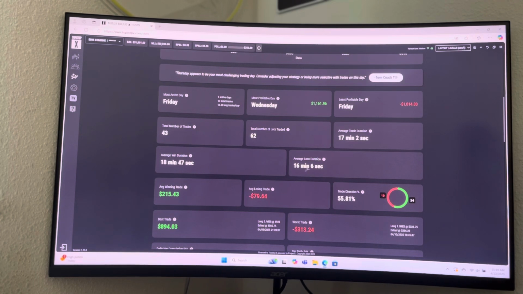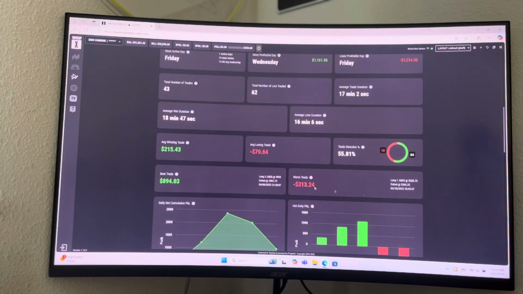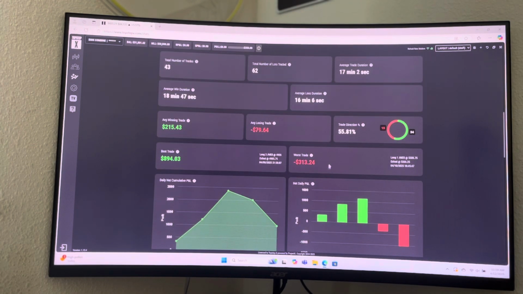This number used to be around 6 or 7 minutes. So I can tell that I held my losing trades a little bit longer this past week. All right, again, your average winning trade, average losing trade, your best trade, your worst trade. So a lot of data to track here.